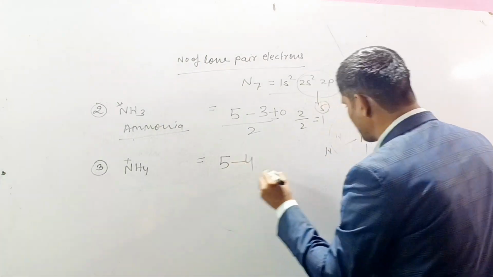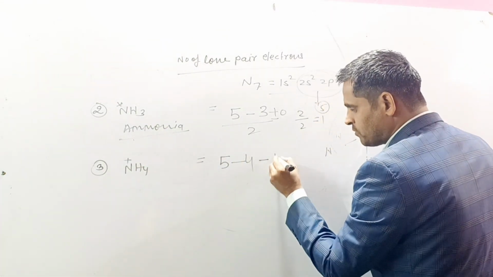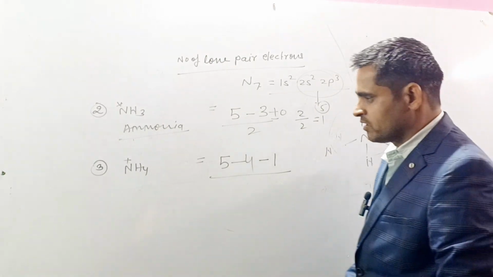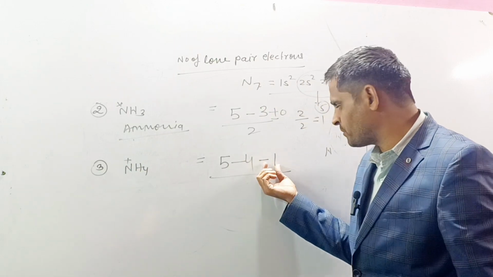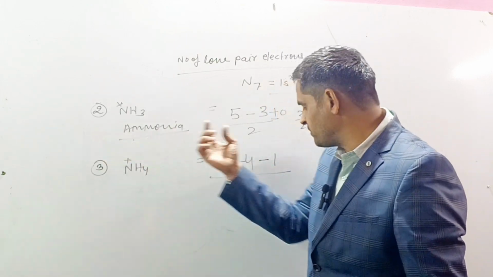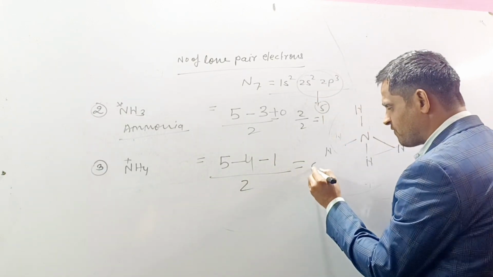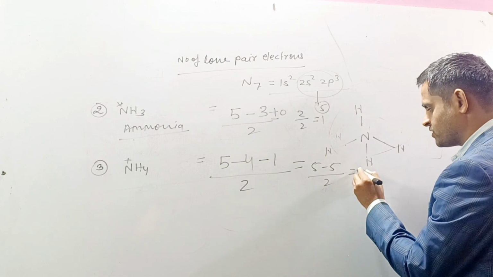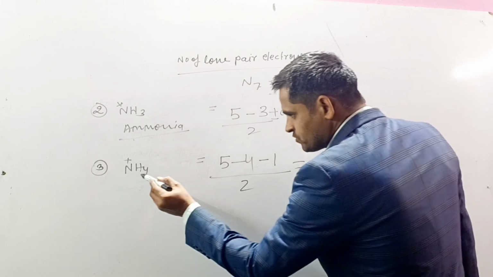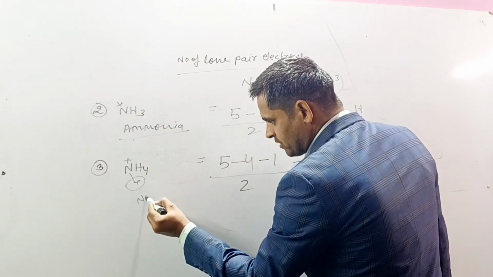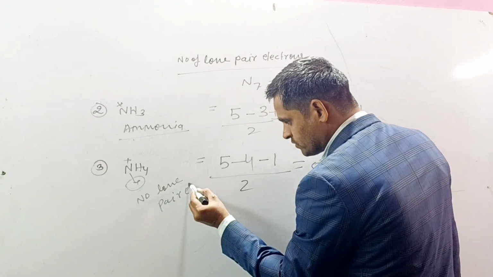So 5, covalent bonds 1, 2, 3 and 4, and the charge is plus, so we will write minus. Please remember, if the charge is minus, then here we will write plus. If the charge is plus, we will write here minus. So divide by 2, and 5 minus 5 divided by 2 equals 0. So in the ammonium, nitrogen contains no lone pair electrons.